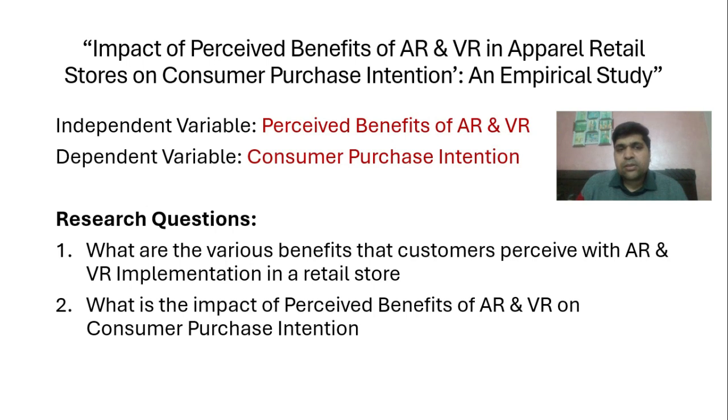The independent variable is the perceived benefit of AR and VR. There may be many benefits, so individually we will test them. The dependent variable is consumer purchase intention. The research questions are very simple. What are the various benefits that consumers perceive with AR and VR implementation in a retail store? What is the impact of perceived benefits of AR and VR on consumer purchase intention? So one is just identifying the factors, and the second is establishing the causal, cause and effect relationship.